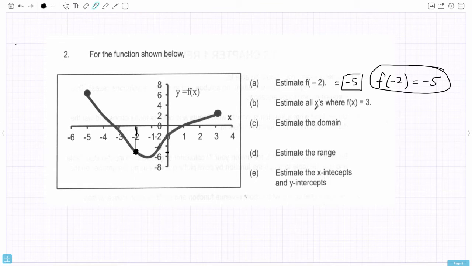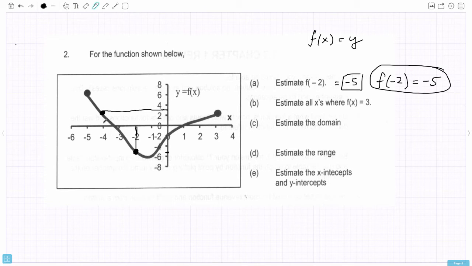Question B, estimate all x's where f of x is 3. So this is a y value. When you write f of x, you're actually giving a range value, which is typically a y value, and that's what we have here. So when the y value is 3, looking at a y value of 3, I'm going to say, maybe right here.